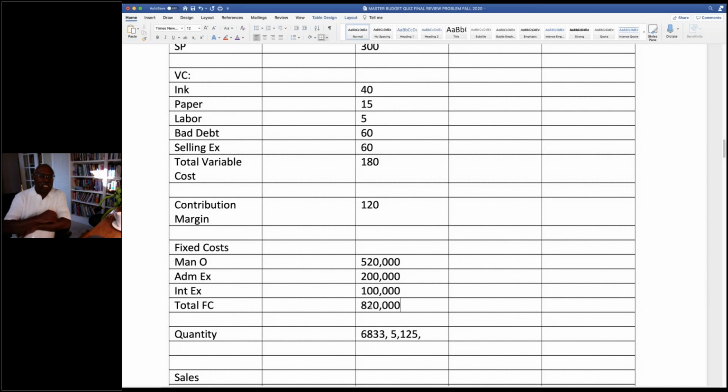And if we divide 820,000, because our formula is simply what? Fixed cost divided by the contribution margin. 820,000 divided by 120. So how much is that going to be? 6,833. That's right. Oh, Krishan, you slipping. I put the percentage instead of the cash number for bad debt. I hope you don't do that tomorrow.